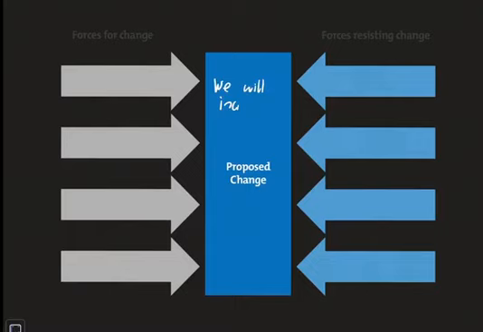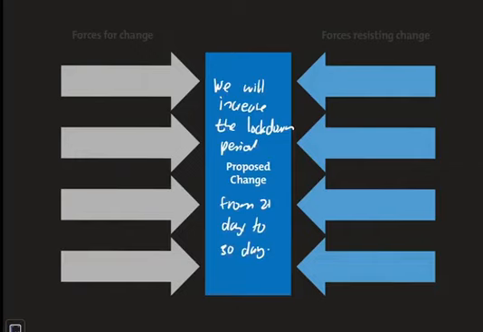And that is the change that we would like to implement, but we're not sure whether it's a good idea or not. So that's why we put that at the center of our diagram, because that is our central problem. So with the forces for change, these are the reasons why it is a good idea to increase the lockdown by an additional 9 days. So what we do is we write down all the pros, or all the reasons why we should implement the change.